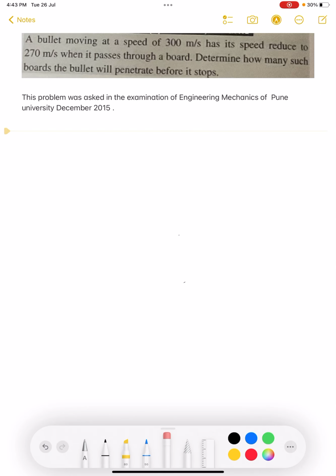Hello students, welcome. Before you read this problem, which was asked in the examination of engineering mechanics of University of Pune in 2015, I would just like to brush up the work energy principle, the equation which we use.